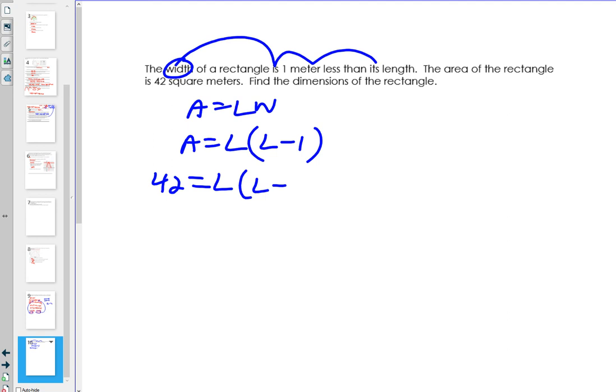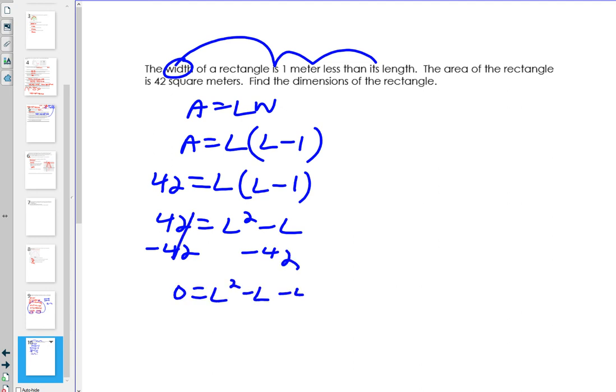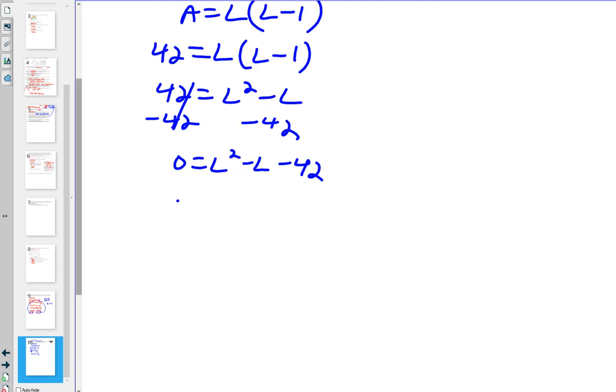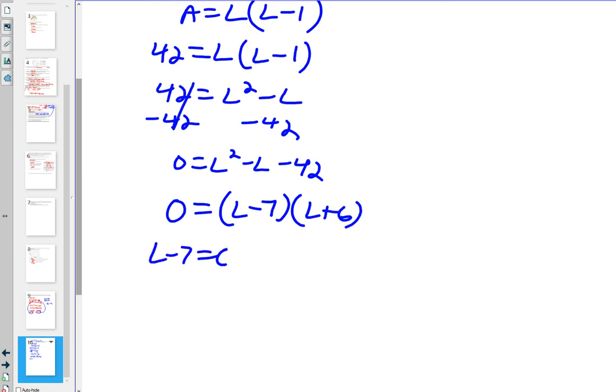If I distribute here, I get 42 is equal to length squared minus length. Once I do minus 42, 0 is equal to length squared minus length minus 42. Can you think of two numbers that multiply to give you negative 42 and add up to negative 1? Negative 7 and positive 6. So 0 is equal to length minus 7, length plus 6. So length minus 7 equals 0, length plus 6 equals 0.